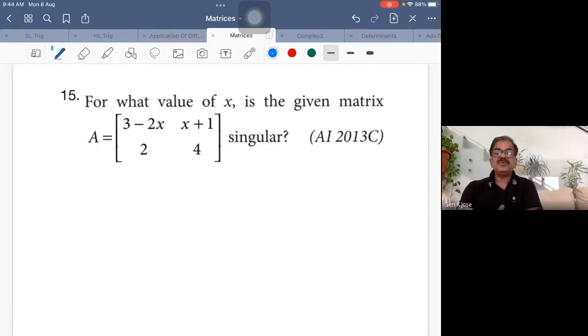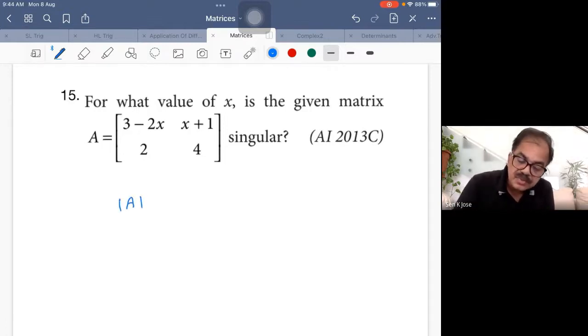Now we have 2-3 questions on this. This is a singular matrix. Find the value of x. All of them are done the same way. Singular matrix means what? Determinant A is equal to 0.